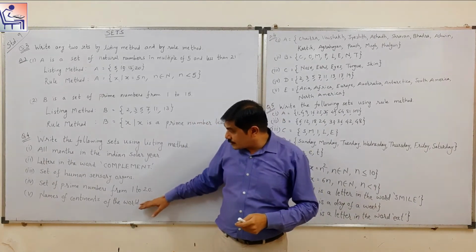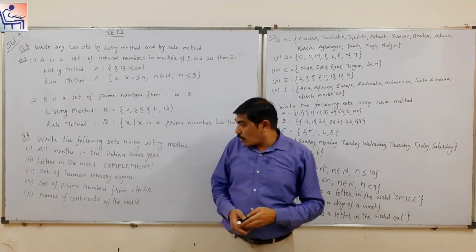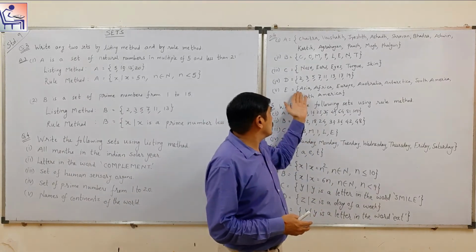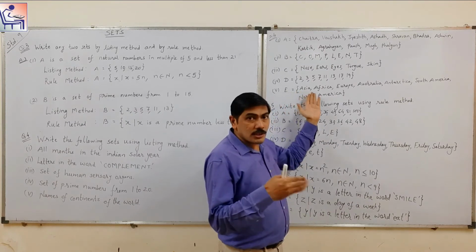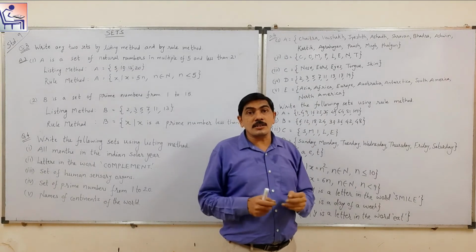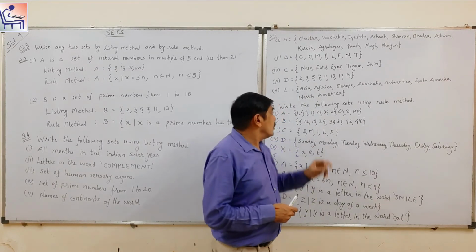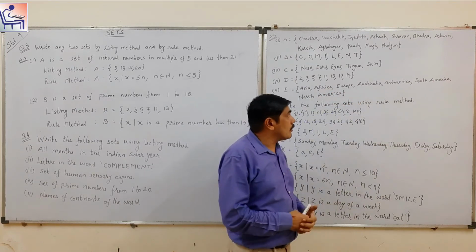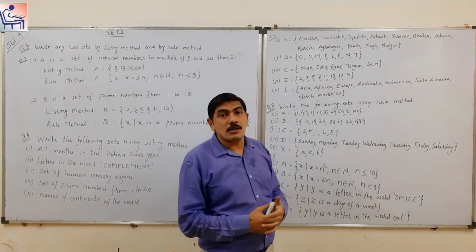Now the fifth question: names of continents of the world. All of you know the continents. E is equal to, these are the elements of the set where we have to write all the continents. So Asia, Africa, Europe, Australia, Antarctica, South America, North America.